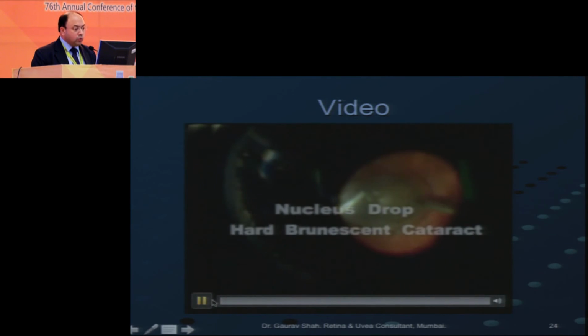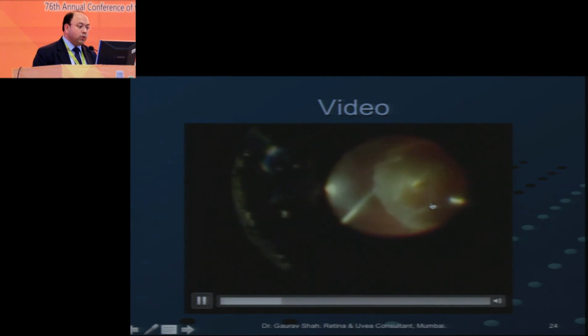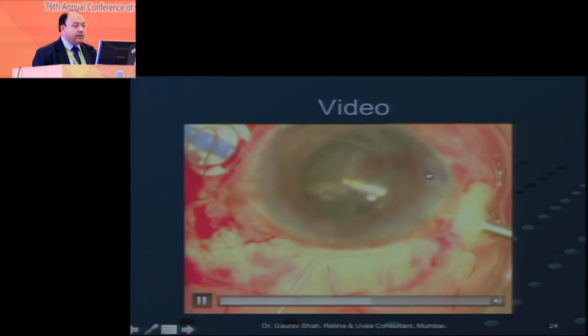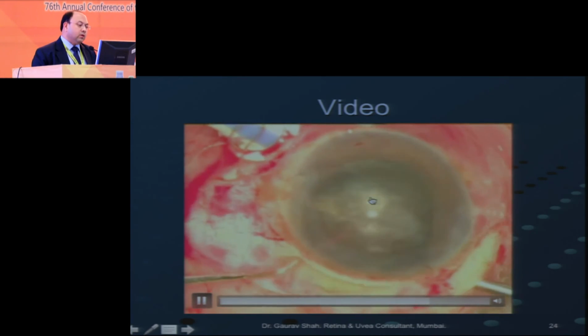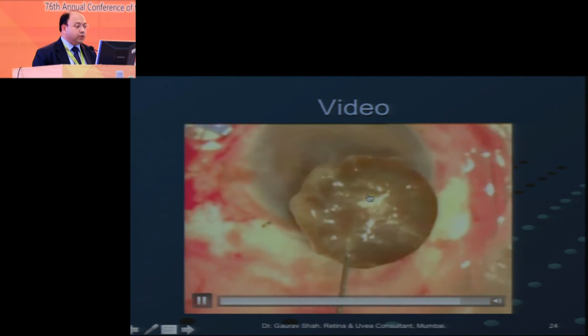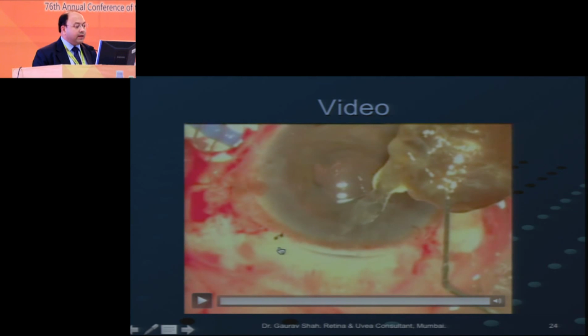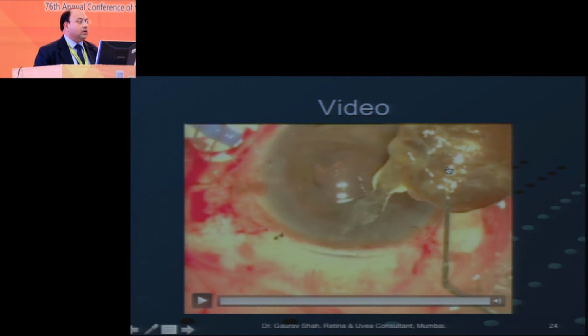So I'll just show you a video in which a vitrectomy has been done. We are using the phragmatome to impale the nucleus, but since this is a very dense brunescent cataract, we decided to anteriorly levitate it and remove it from the anterior route. So here we are doing the opposite of the IOL insertion. We are pushing the lens from inside out, bringing it into the anterior chamber, and then it is removed through the scleral tunnel.